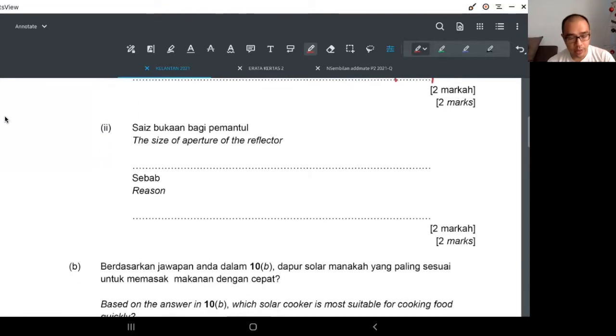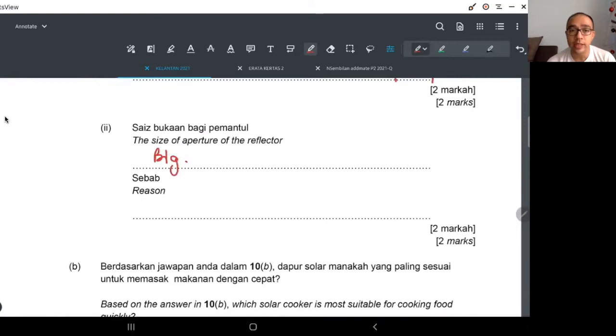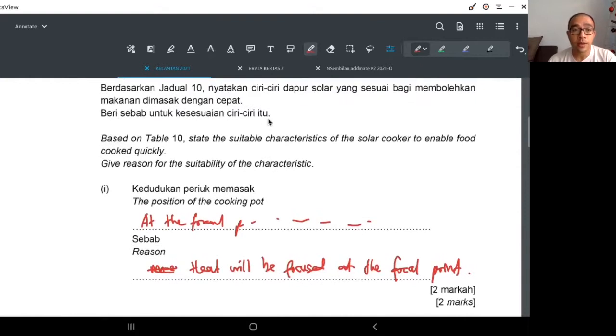The size of the aperture, the answer is given here, is big. So you just write big. No need to write a full sentence. And then the normal reason for the size of the aperture will be more heat can be reflected. You can also say more light lah, because either way, light and heat, it's kind of the same idea lah. So even here, if you say light and heat, I don't think it's a problem because the light is the one that actually contributes to the heat lah.